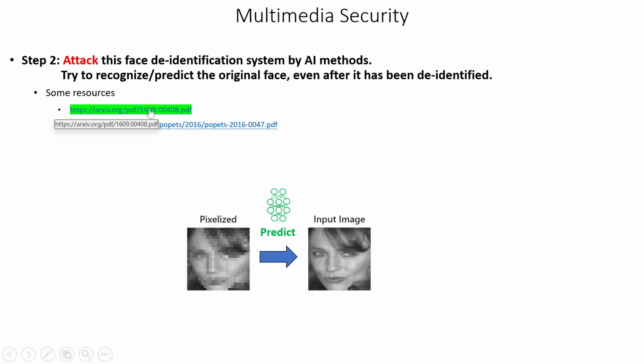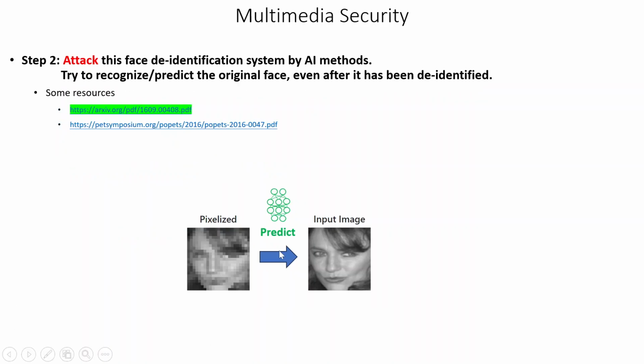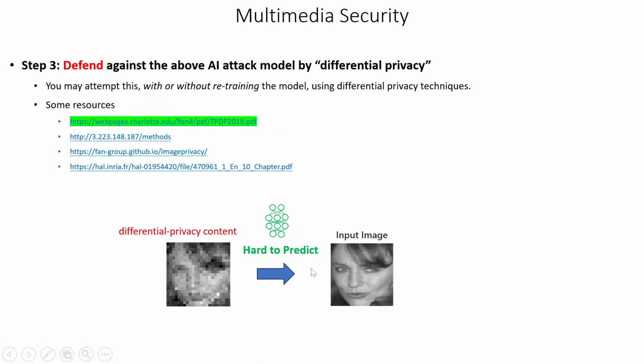I also provide the paper describing how to do the attack. And then I hope you can try to defend against the AI machine learning based attack, and you should apply the differential privacy scheme here, so the machine learning based attack system has difficulty predicting which is the owner of the face image.